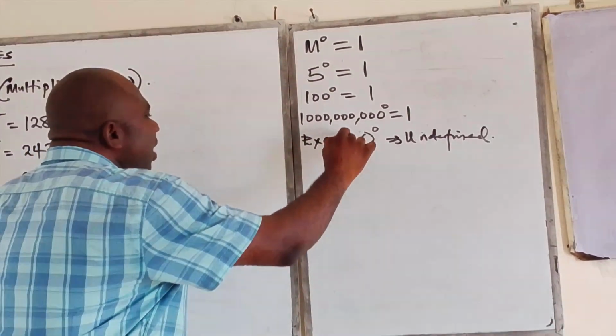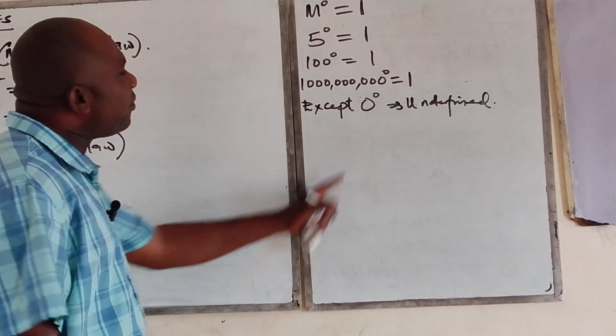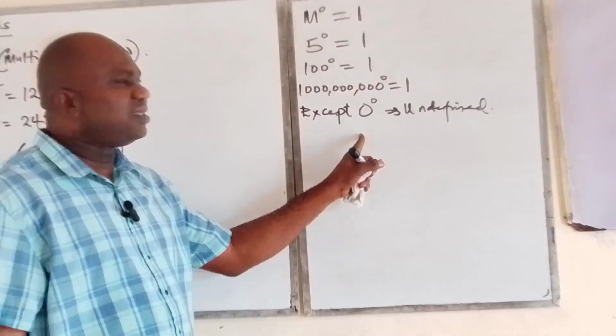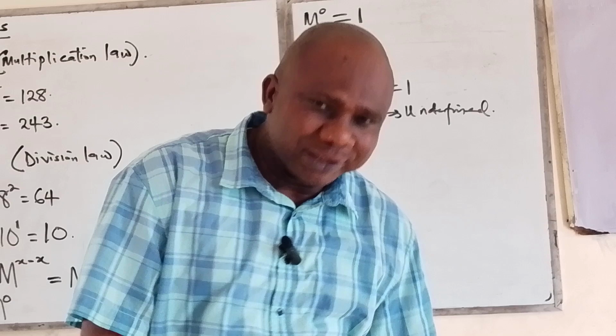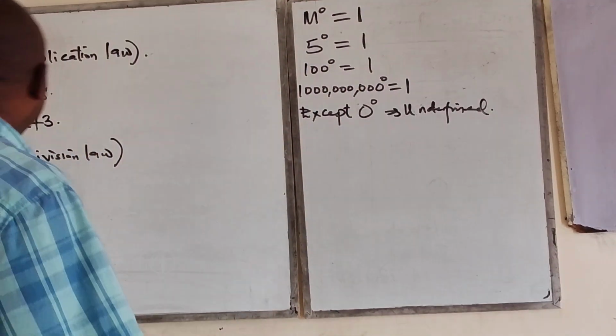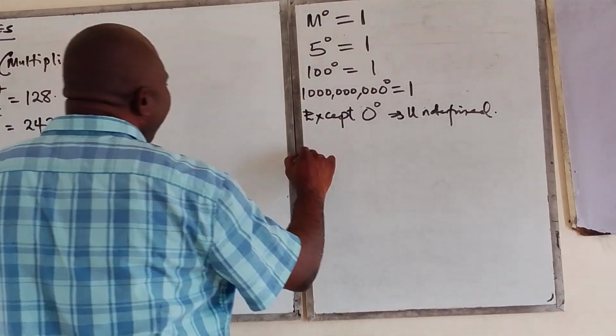So except 0 raised to the power of 0, but apart from 0, in mathematics, any number raised to the power of 0 must be equal to 1. Now, that is the third law. Now, let's see law number 4.